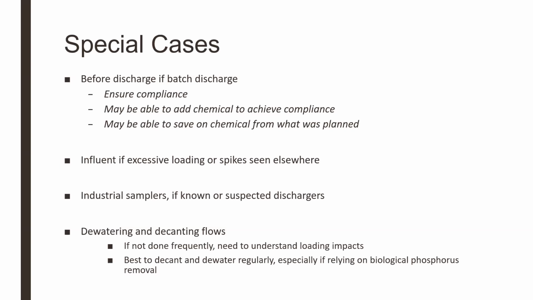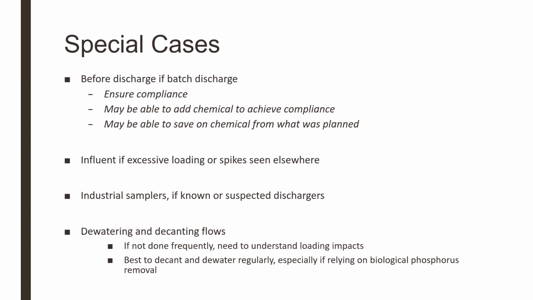You might also test your influent if excessive loadings or spikes are being seen elsewhere in your system. Industrial samplers are also a good idea to sample, especially if you have an industry that is discharging high levels of phosphorus or that you suspect they might be. Those sampling points in your collection systems can really pay off there.